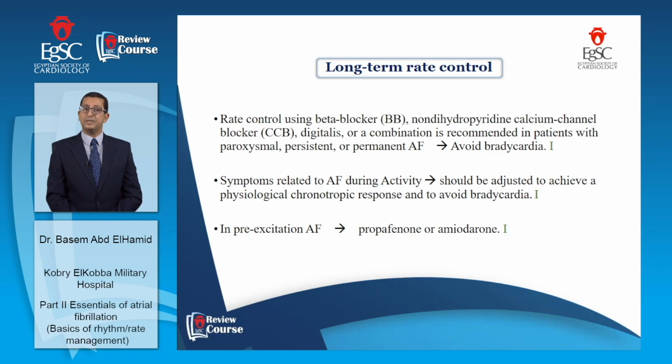Rate control using beta blocker, non-dihydropyridine calcium channel blockers, digitalis, or combination is recommended in patients with paroxysmal, persistent, or permanent AF. Avoid the bradycardia. Class 1. Symptoms related to AF during activity should be adjusted to achieve a physiological chronotropic response and to avoid bradycardia. Class 1. In pre-excited AF, propafenone or amiodarone is preferred.